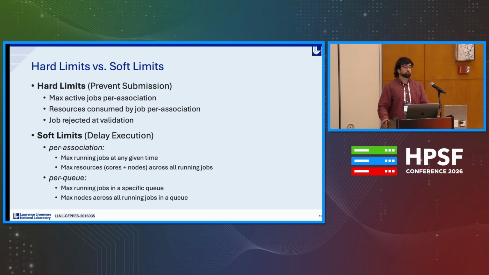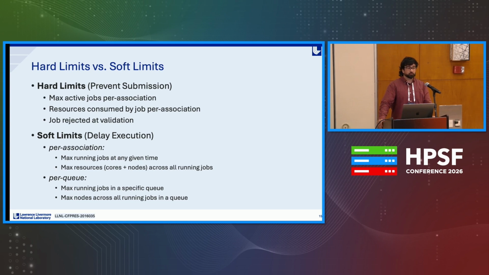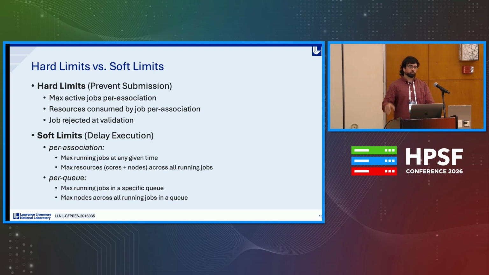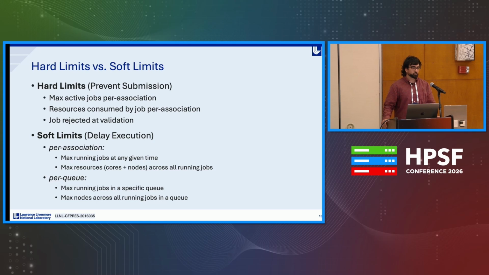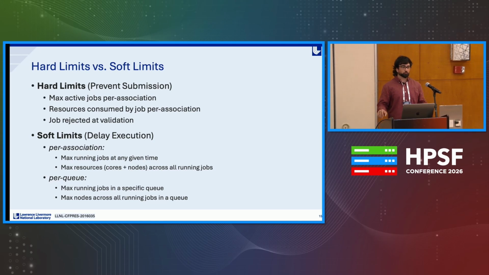Hard limits will prevent you from submitting a job altogether. So an example of this would be the max active jobs limit, which is just limiting the maximum number of active jobs that you can have at any given time. So if you hit this limit and you go to try and submit another one, it will be rejected at validation with a message that says, hey, you're at your limit, you have to wait for a currently active one to finish before you can submit another one.